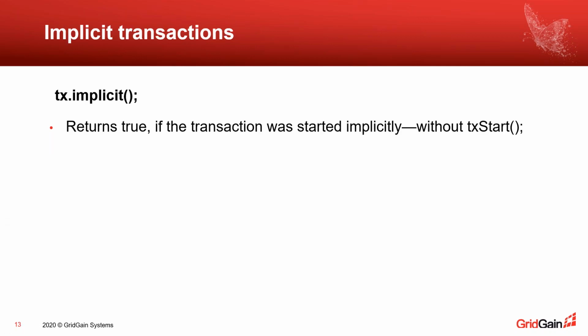Another one which is not likely to be called in business code, but still there's an implicit method, and it will return true if the transaction was started implicitly. By implicitly here I mean that it started without tx start. Here's the example. If you perform a putAll to your transactional cache, this call will actually start an implicit transaction, and if you obtain the instance of the corresponding transaction, its implicit call on this transaction will return true. Otherwise, if it was started directly, you will get false.